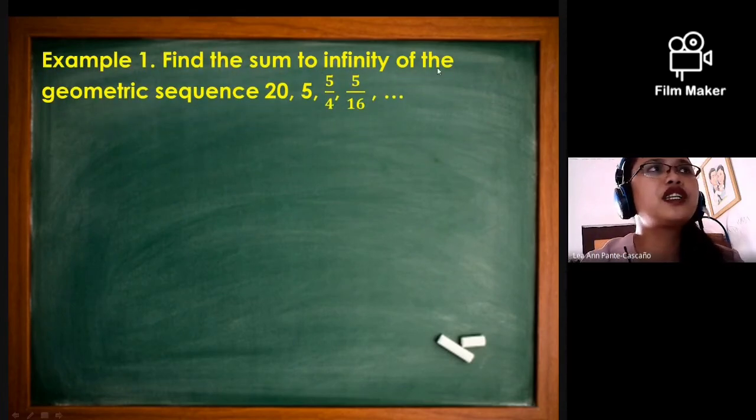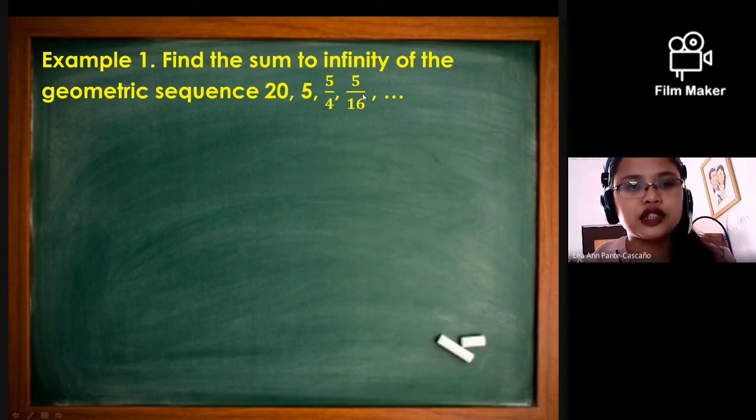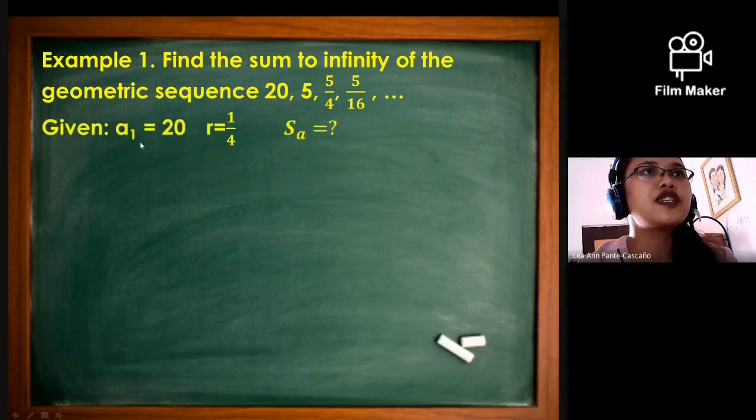Find the sum to infinity of the geometric sequence 20, 5, and 5 over 4. For this one, mapapansin po na ang kanyang common ratio is fraction. Kasi, sabi ko nga po, laging tandaan na kapag ang geometric sequence ay decreasing, the common ratio is fraction. Now, for this given sequence, the first term is 20, the common ratio is 1/4.